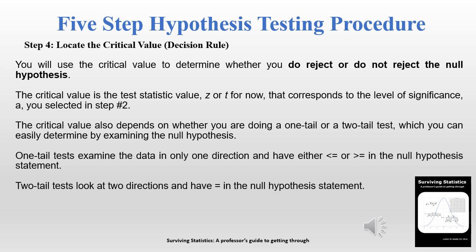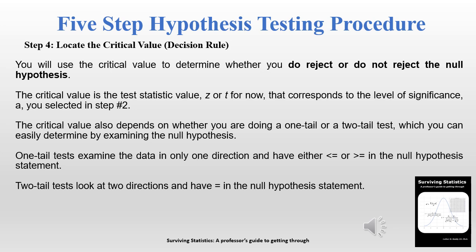Now, the critical value that you find will be determined on whether or not it's a one-tail test or a two-tail test. Now you can look at the null hypothesis and you can determine really easily whether it's a one-tail or a two-tail test.